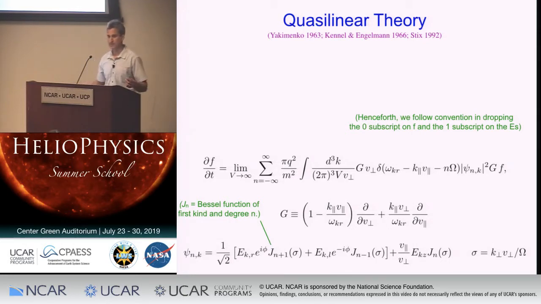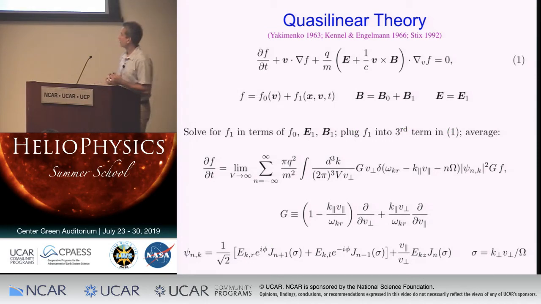Yes? B1 is rewritten in terms of E1 using Faraday and Ampere's law. So you could keep it in there, but you rewrite it so it's a simpler equation. All right, here I'm again just summarizing what we did. We basically carried out a perturbation analysis, solved for the first order terms, then plugged them back in and averaged. We get this equation that I just wrote on the previous slide.